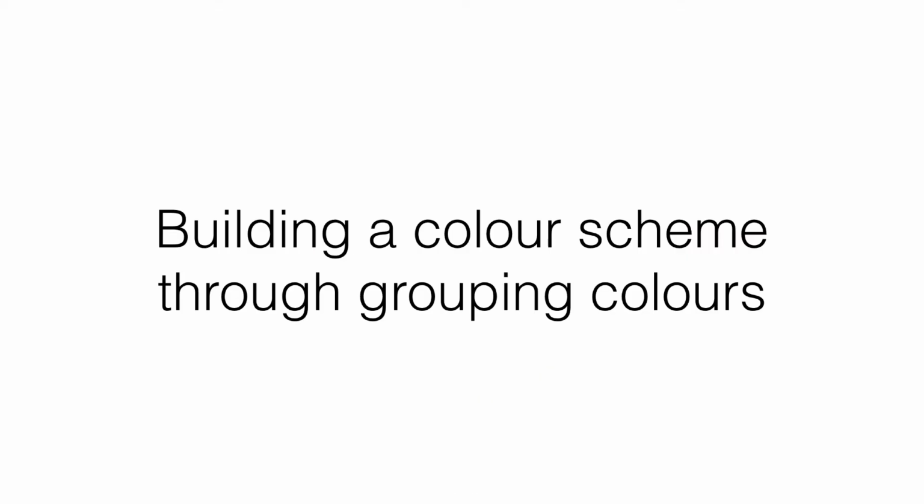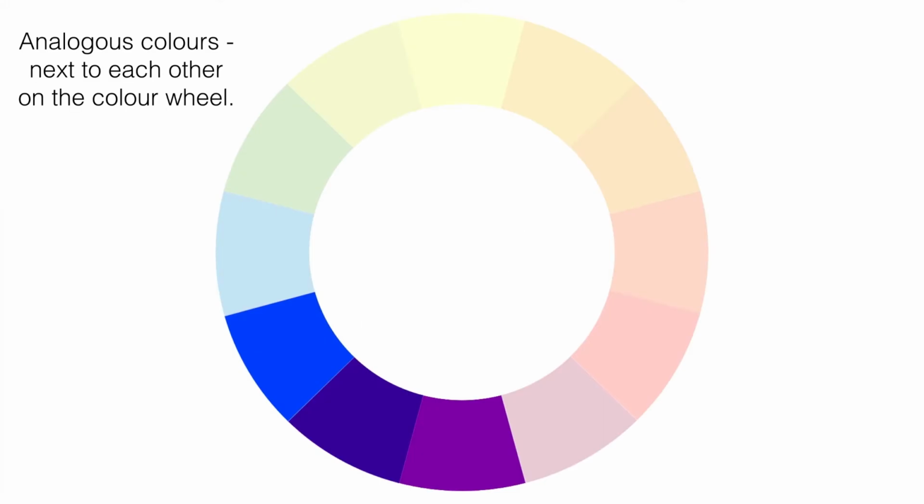So how do artists build a color scheme? It's usually through grouping together colors with a particular strategy on whether you want it to be calm and cool and fitting together nicely, or whether you want to use contrast and tension. So the first group we're going to look at is analogous colors. These are colors that sit next to each other on the color wheel.